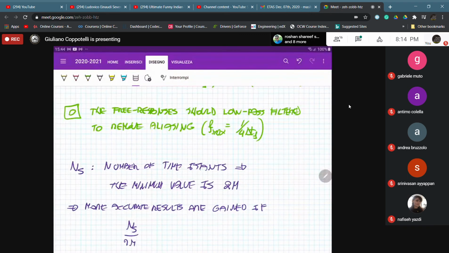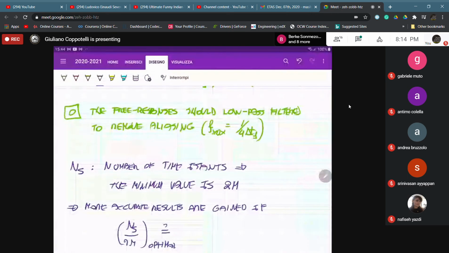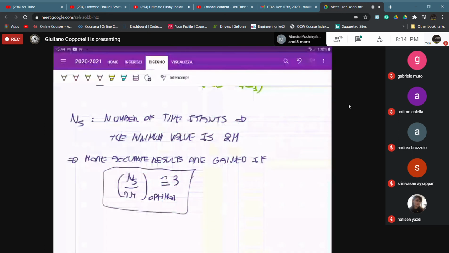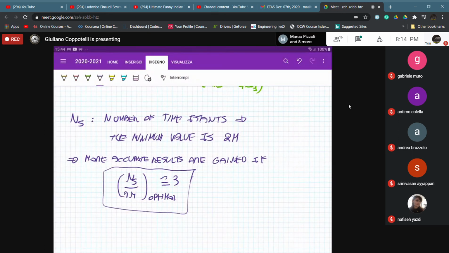Forgot to write that optimal is when this ratio is about 3. Okay, and that is a general rule of thumb. That's because we are introducing a sort of least square approach to solve the problem. Therefore, it would be more robust with respect to noise, and takes into account possible errors.